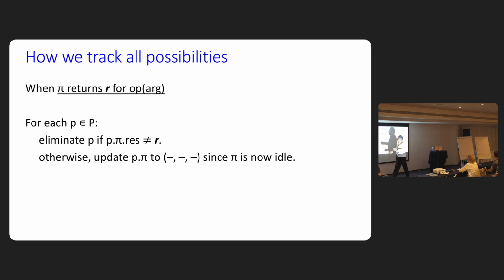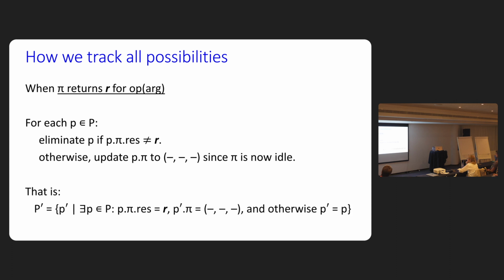So for each possibility p, if p dot pi is the process that's returning, so if for that process in that possibility the response is not r, if it's either blank or if it's something different from r, then that possibility p is not consistent with what has actually happened in the run. Therefore, throw it out. Okay? So that is how the new possibility set is built at that third step.